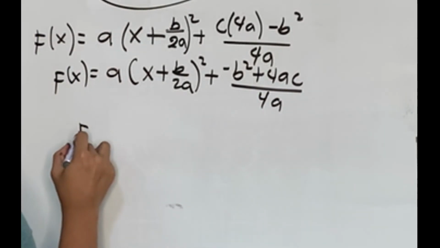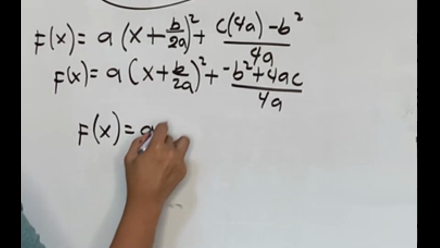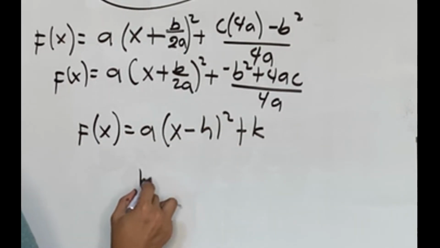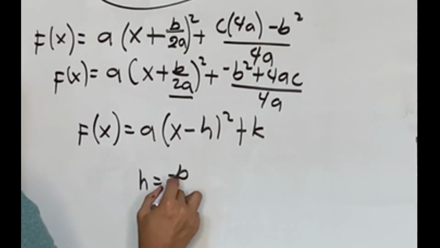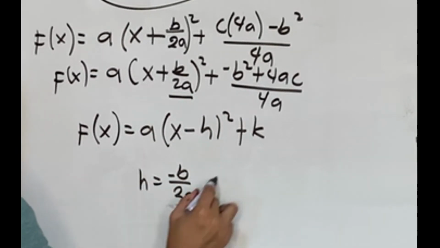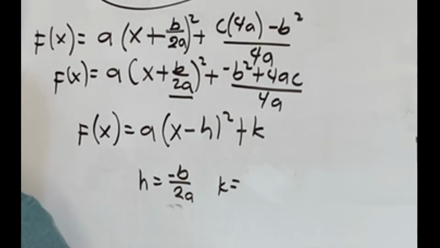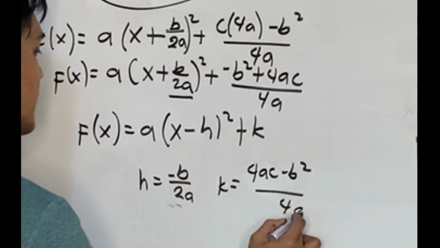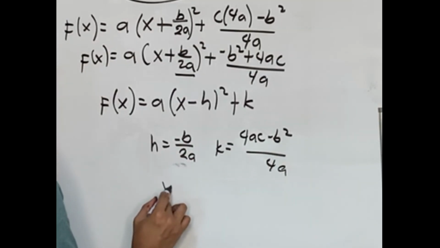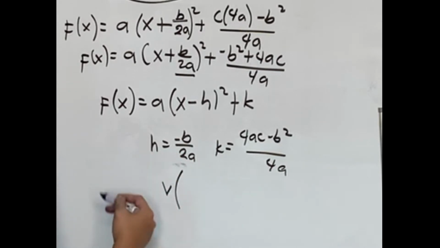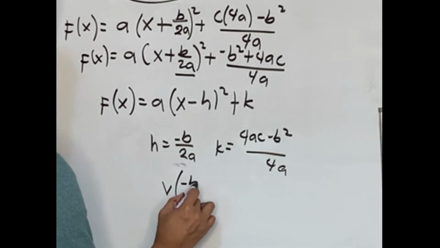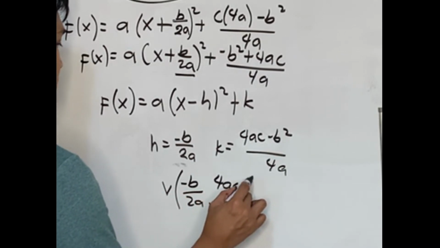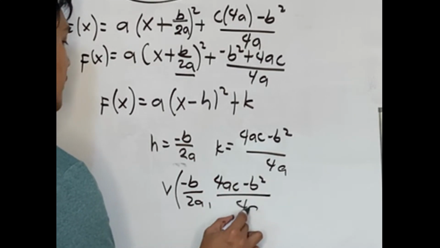Based on our form, you have f of x is equal to a times x minus h squared plus k. Therefore, our h is equal to negative b over 2a, and our k will be 4ac minus b squared over 4a. Now, the formula in getting the vertex of a quadratic function, if it is written in standard form, is negative b over 2a for h, and k will be 4ac minus b squared over 4a.